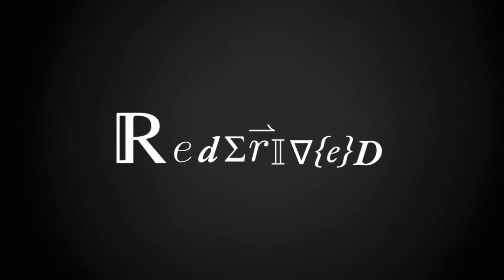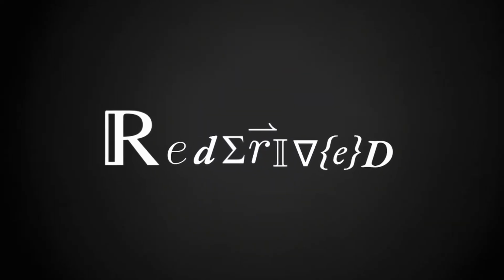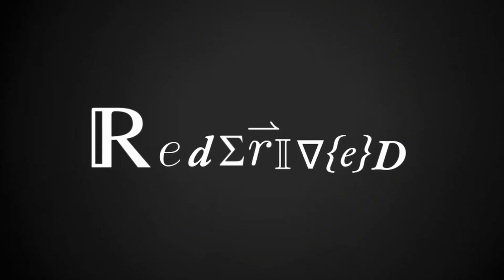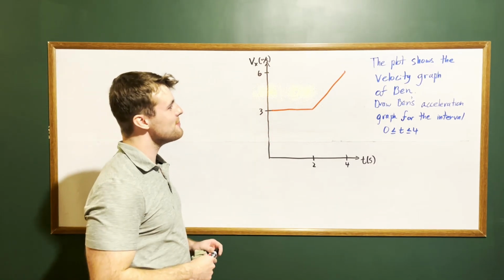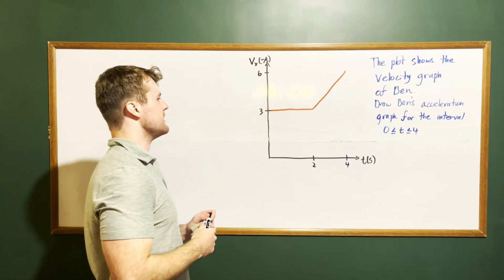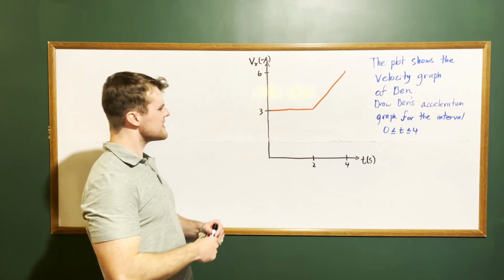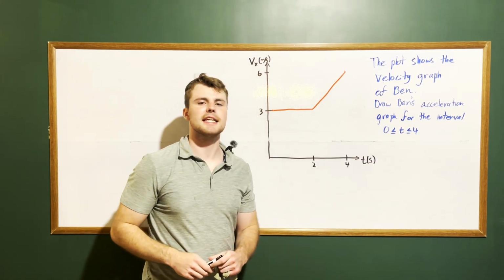Kinematics practice problems number 4. The plot shows the velocity graph of Ben. Draw Ben's acceleration graph for the interval 0 ≤ t ≤ 4 seconds.